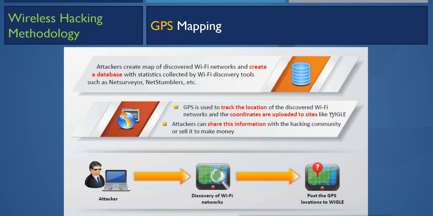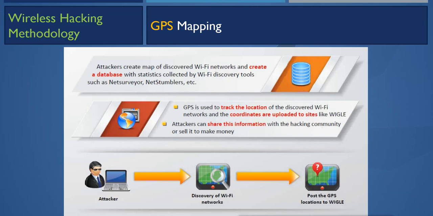sites like Wigle. So there are some sites which have information about the open Wi-Fi or other Wi-Fi around us, uploaded by different users, and attackers can share this information with the hacking community or sell it to make money also. So what can the attacker do? It can upload this information to a site like Wigle, or it can sell this information, saying these are the Wi-Fi devices or networks I have found in these areas.